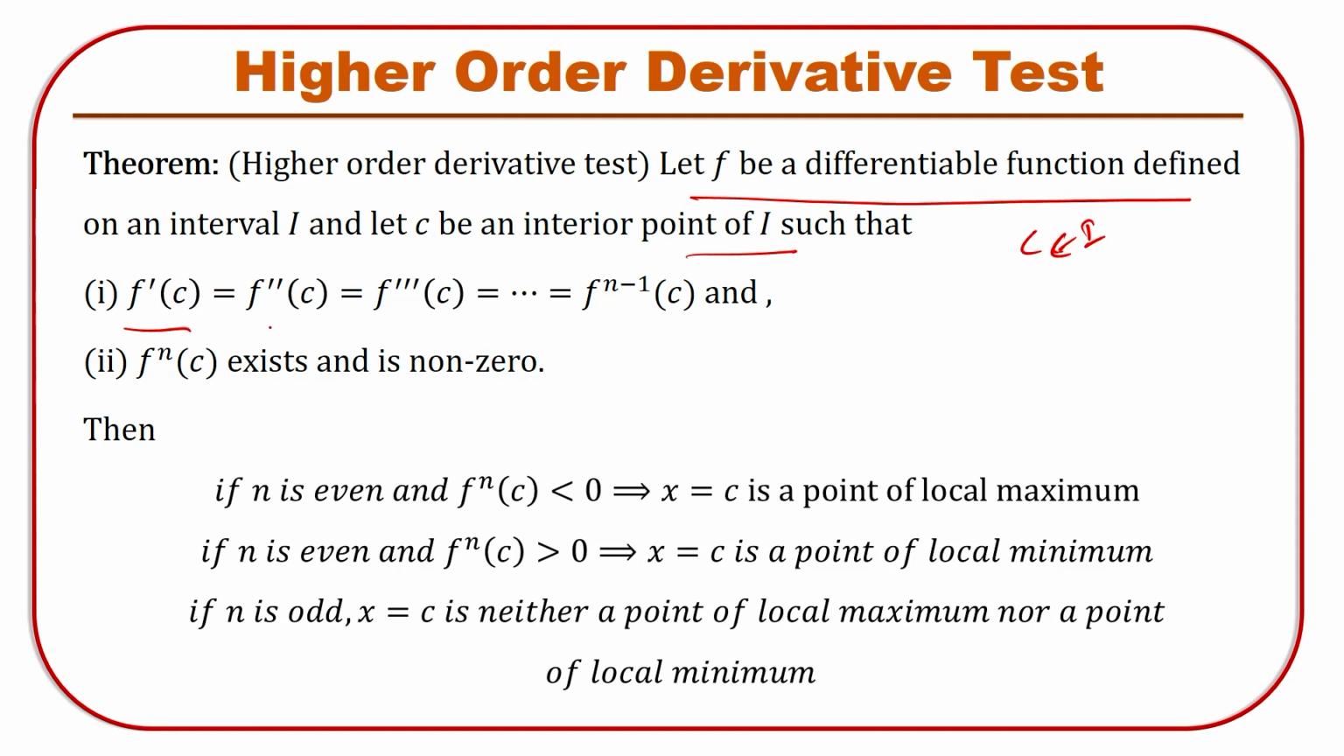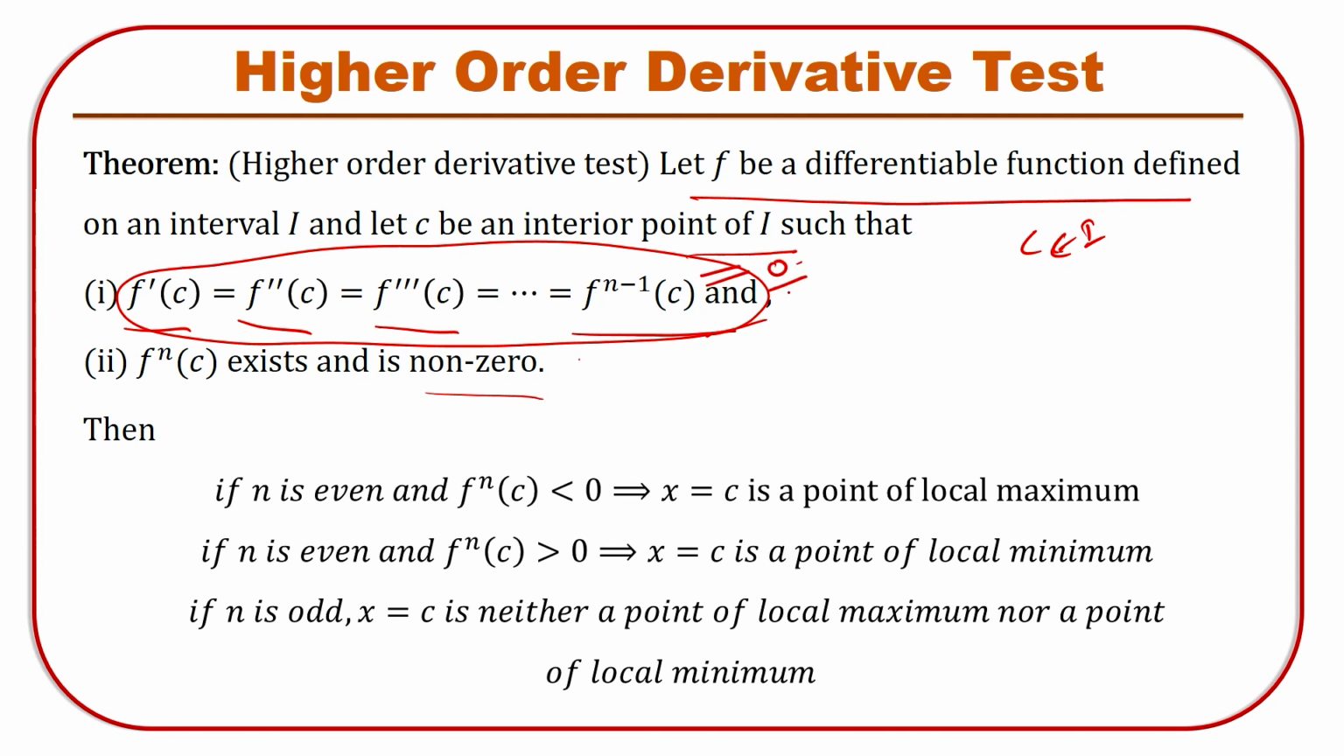So, f dash of C, f double dash of C, f triple dash of C, up to f n minus 1 of C, and f n of C exists and is non-zero, right. So, f is a differentiable function such that f dash of C, f double dash of C, and so on, all become equal to 0, and f n of C exists and is non-zero. So, all these derivatives are equal to 0 and f n of C exists, but it is non-zero.